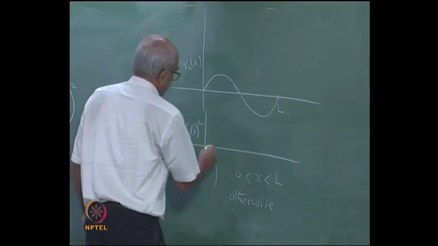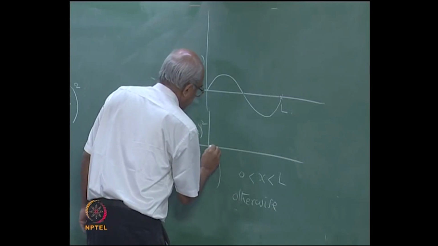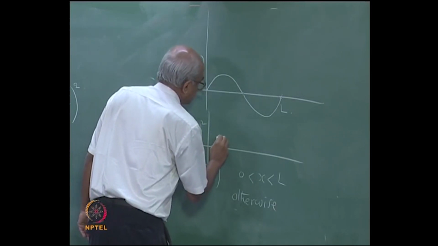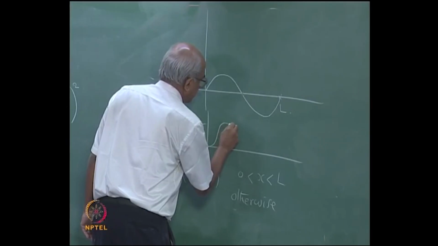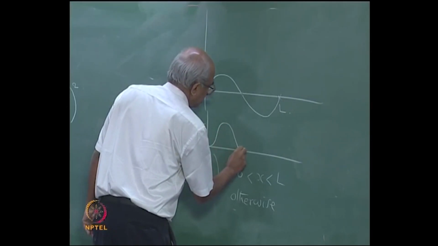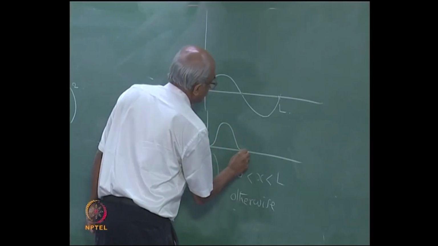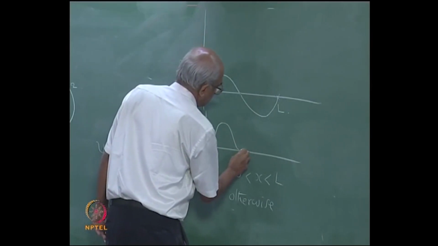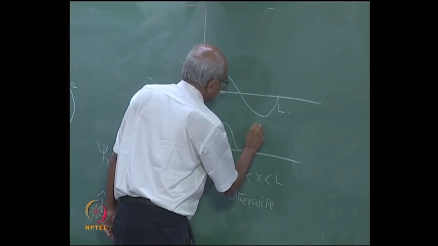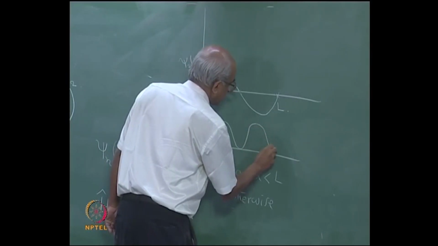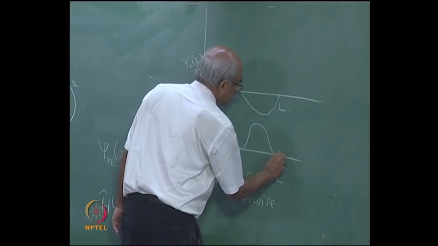How would it look like? Well, the answer is it will start from 0, then it will reach a maximum value, then become 0 at x is equal to L by 2, then again increase and again becomes 0 at x is equal to L.